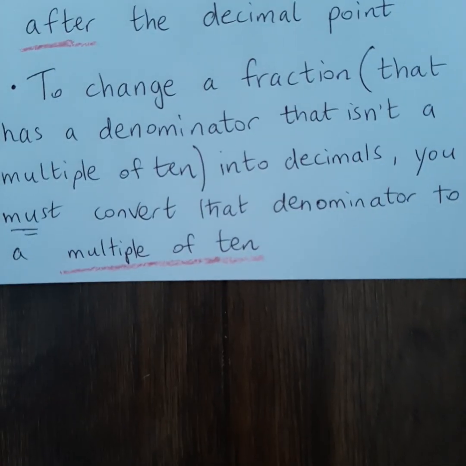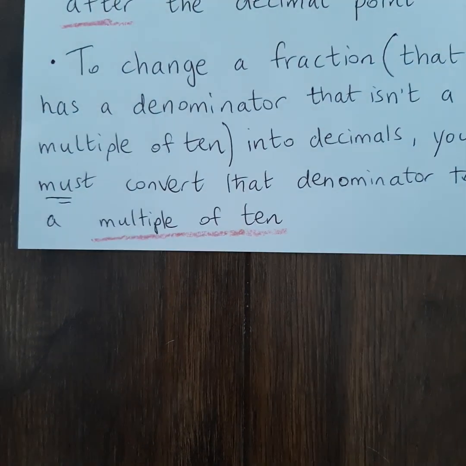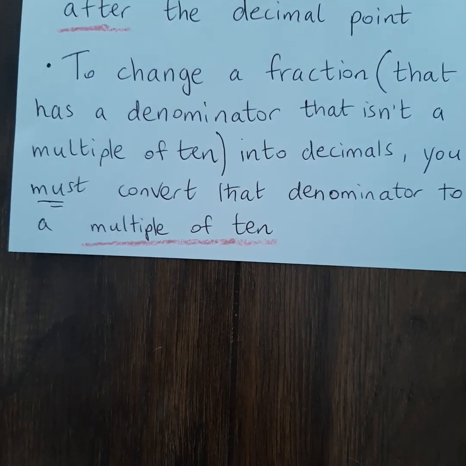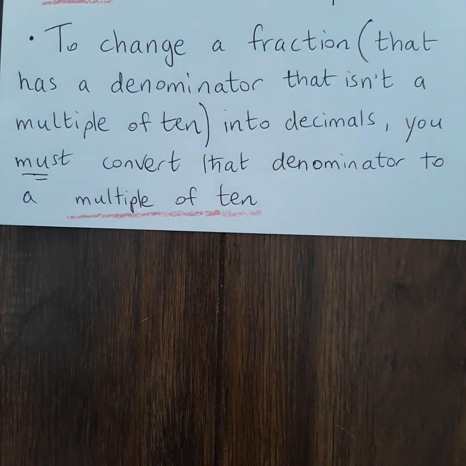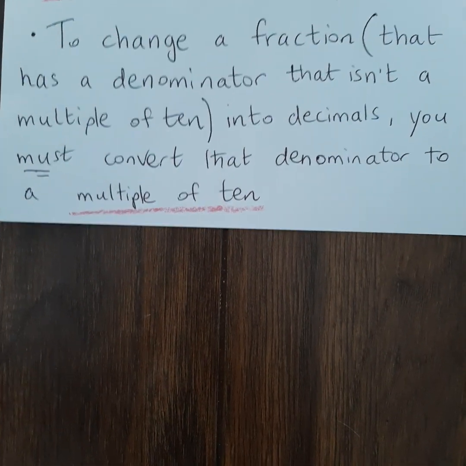Really important. And the last one, and I'll explain this more at the end, is to change a fraction that has a denominator that isn't a multiple of 10, so we'll say a half or a third, they're not multiples of 10, into decimals, then you must convert that denominator to a multiple of 10. So you must find a way to change that half into a tenth or hundredth or thousandth. Okay, so we'll look at that in a second.